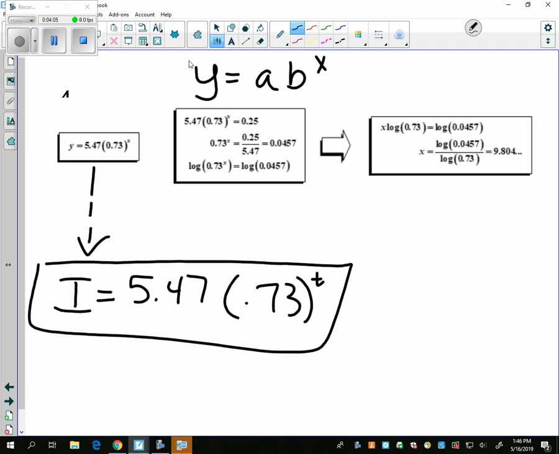Well, you plug list 1, you plug 0, 1.5, 3, 4.5, and 6 into list 1. Then you plug 5.3, 3.1, 2.4, 1.6, and 0.7 into list 2. And then you run the exponential regression.